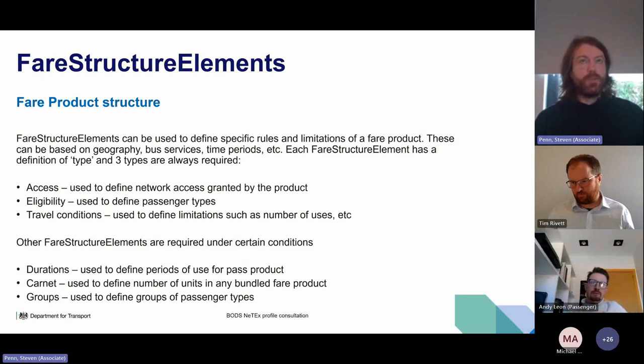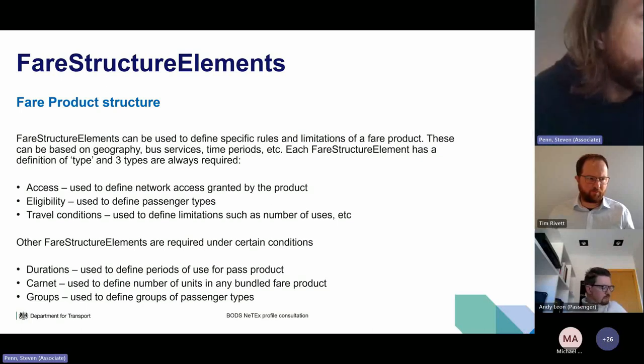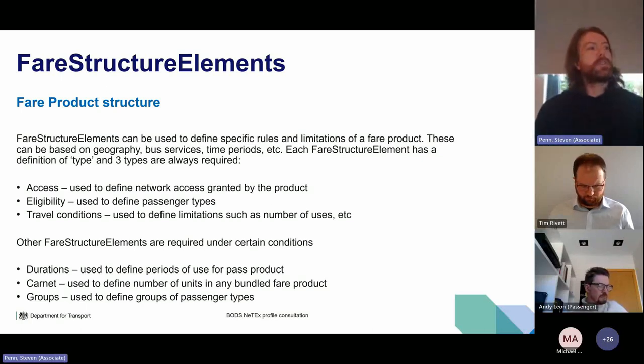So you define your user type and user profile within the fare structure element itself. And then we're talking about travel conditions. So this is quite an important one. This is used to define quite a lot of different limitations, such as a number of uses. So that's where you would define whether it's a single use product or unlimited use product, and whether it adds the right to a return trip, and other kinds of variables like that. So that's three fare structure elements we're expecting to be there in all cases for all products.